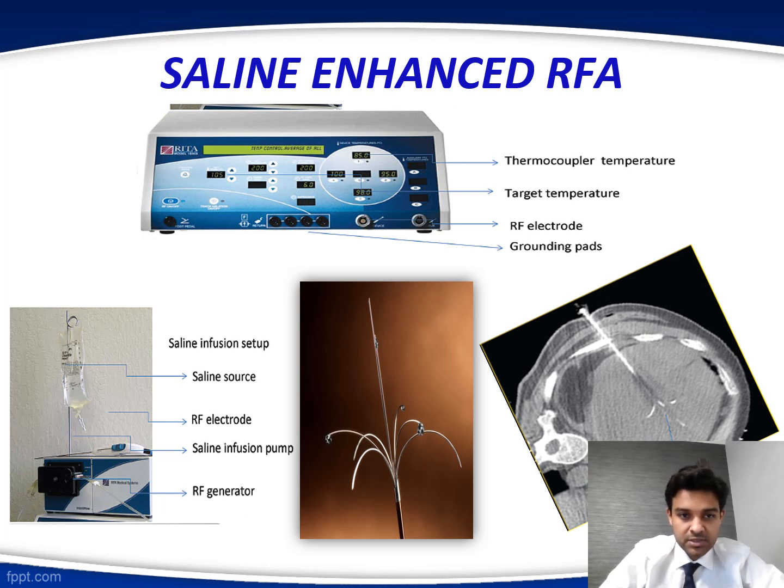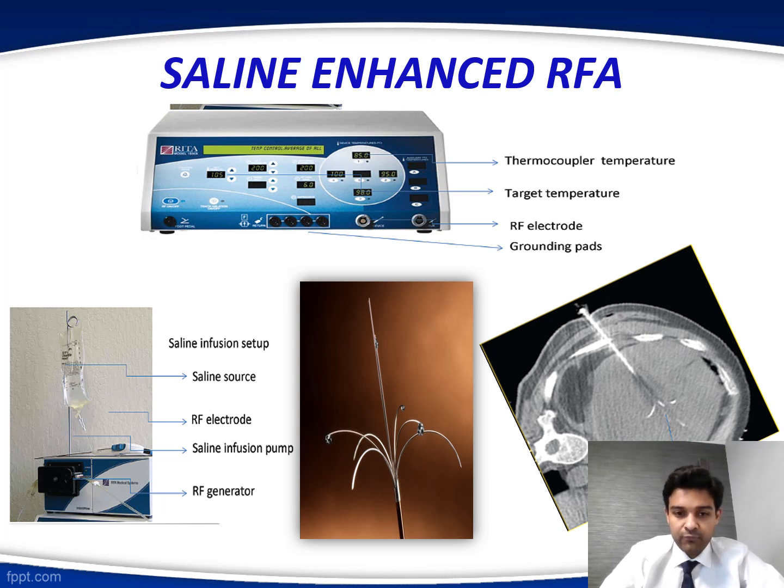Like I said before, this is the RF generator. You have the target temperature, the power in watts, your thermocouple temperature, and also your electrodes and your grounding pads. On the side is your saline infusion setup, where you have the saline source, the saline infusion pump, and along with the prongs, the saline infusion takes place. Now, I need to explain to you what exactly happens.